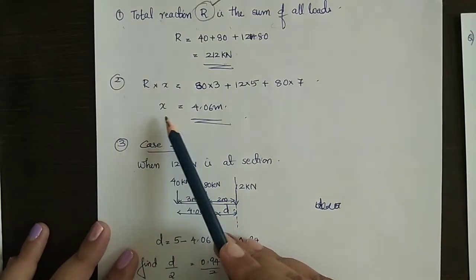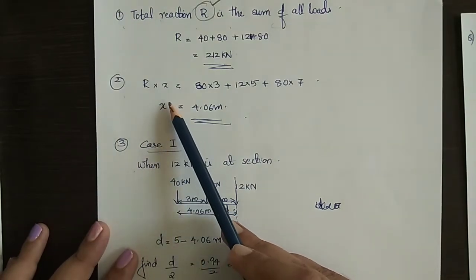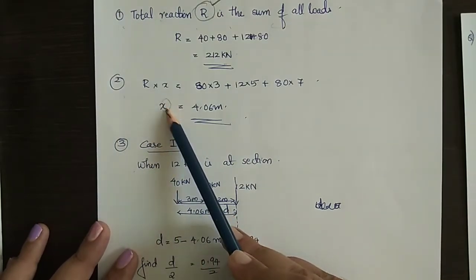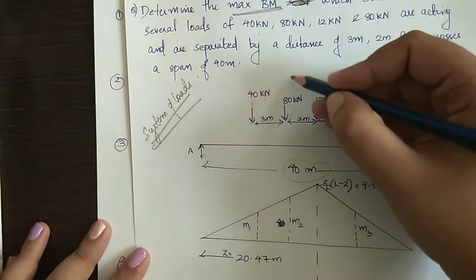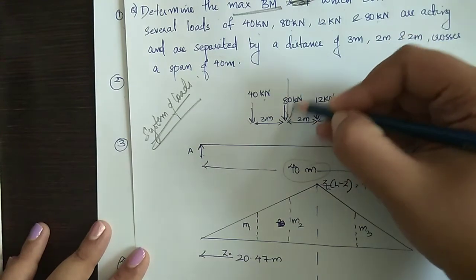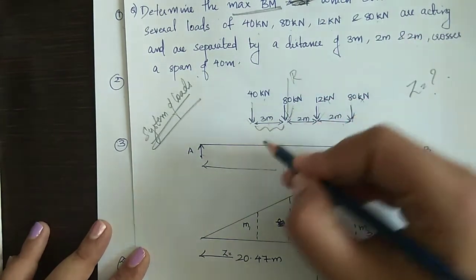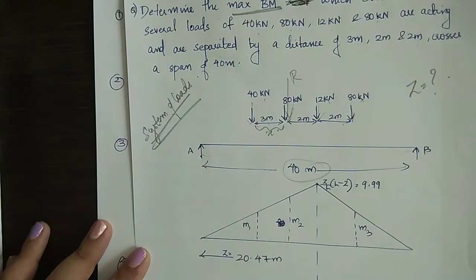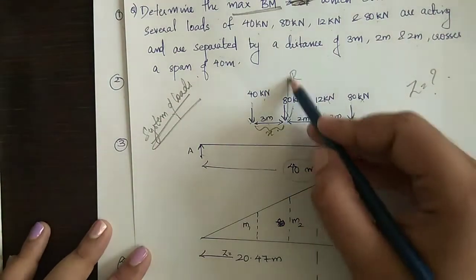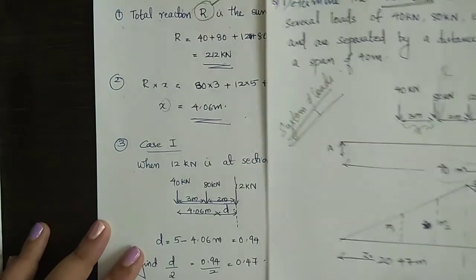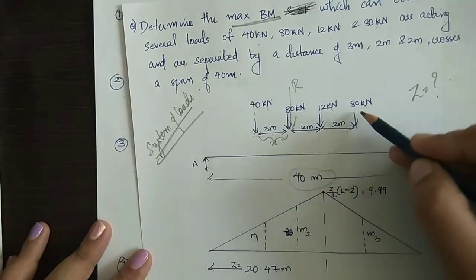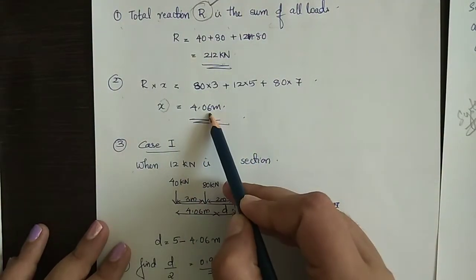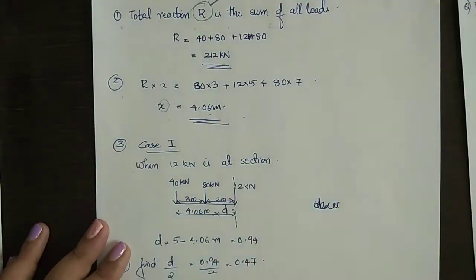Now in the second step, we need to find out the value of X. That is, the reaction R which we found out in step number 1 is at a distance X from the first load. To find out X, we have to take moment about the first load, that is R into X is equal to 80 into 3 plus 12 into 5 plus 80 into 7. That is X is equal to 4.06 meter.